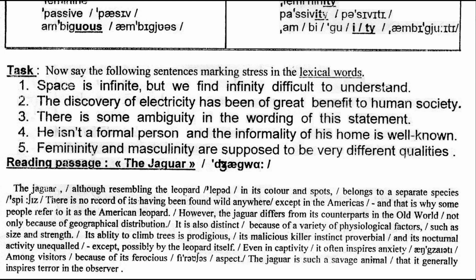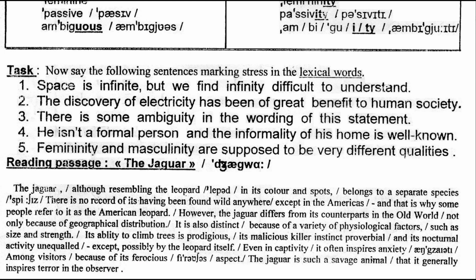Number 4. He isn't a formal person, and the informality of his home is well known. So, he is a pronoun, is not stressed. Isn't, though it is to be, it is a negation. Negative auxiliaries, as I said, are stressed. So we stress isn't because it's a negative auxiliary. A is not stressed. Formal, the stress is on for.